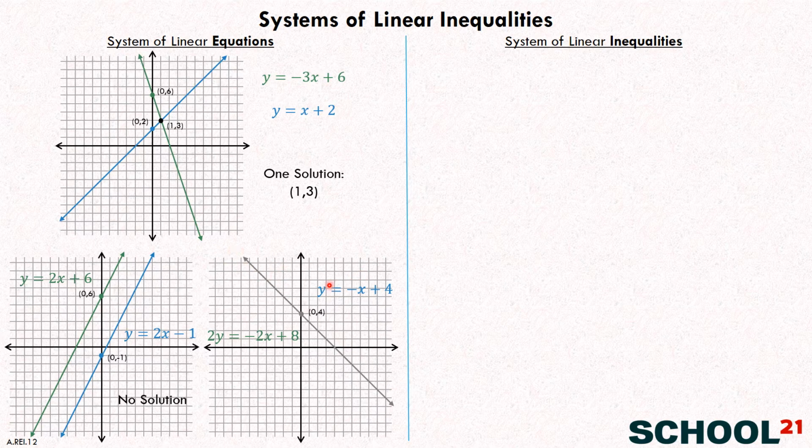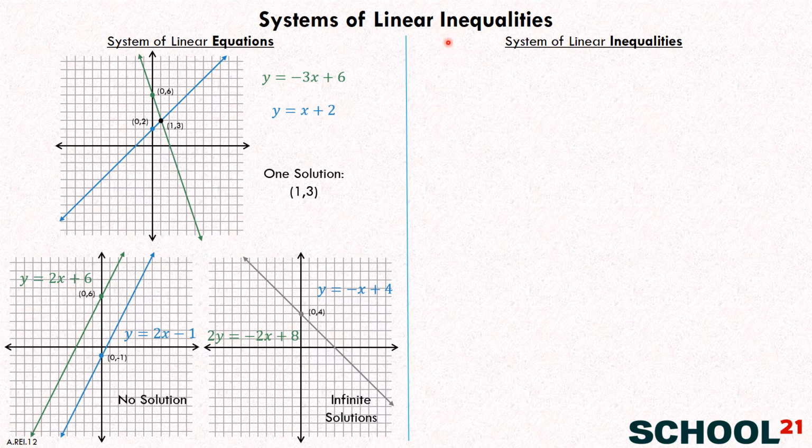So this equation is this line. This equation is this line. They cross each other at every single point here. So how many solutions are there? Infinite solutions. Yeah, there's infinite solutions. That's right. Okay, so that's a review of systems of linear equations.